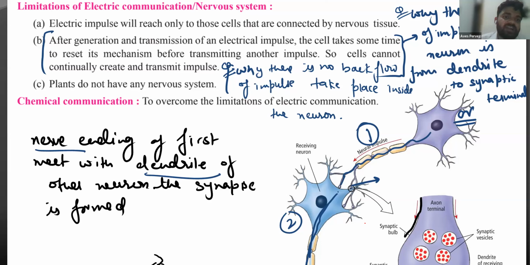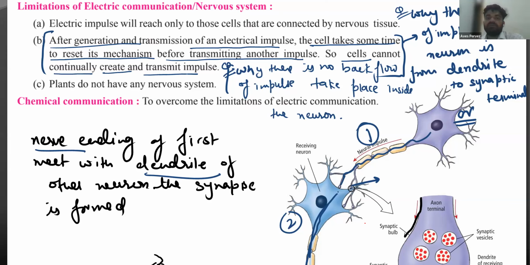After generation and transmission of an electrical impulse, the cells take some time to reset their mechanism before transmitting another impulse. So the cell cannot continually create or transmit impulses. Got it? So write this answer. Write the answer of these two questions.